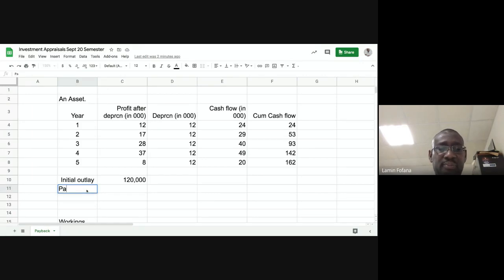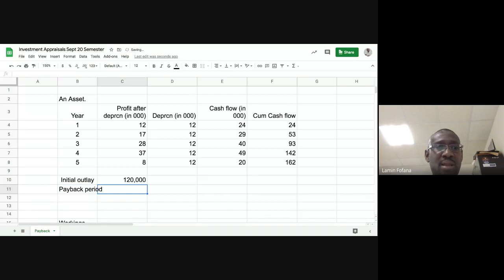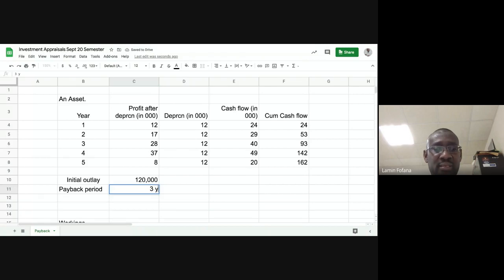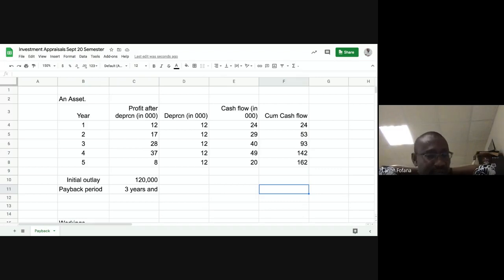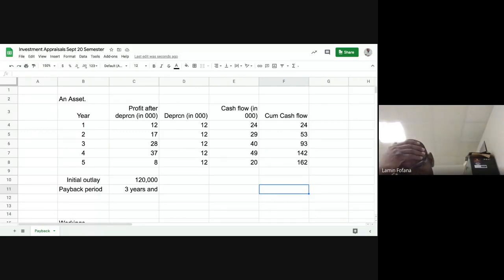Payback period is 3 years, and we don't know how many months yet. So we need to calculate the number of months. So how can we calculate the number of months? Well, we know it lies in year 4. 3 years plus some months in year 4. So how are we going to calculate the number of months?